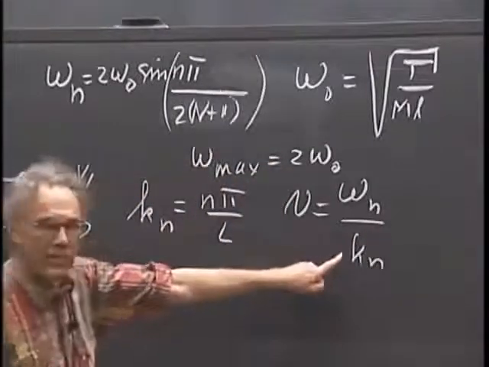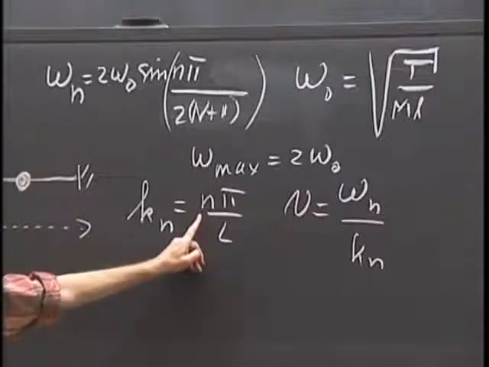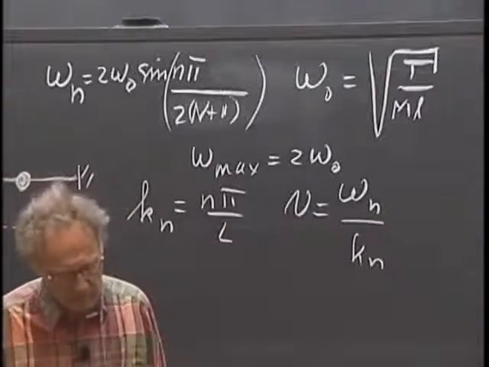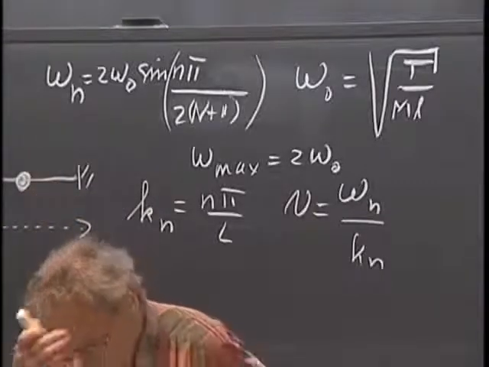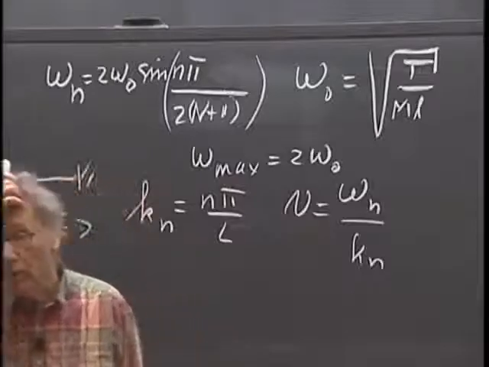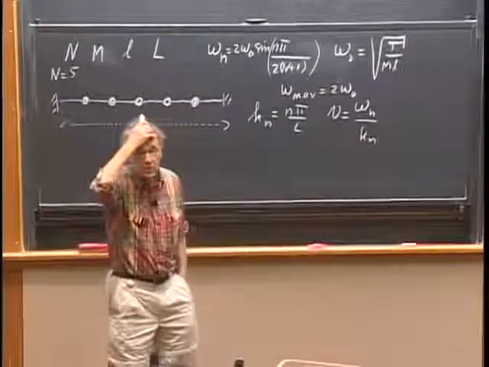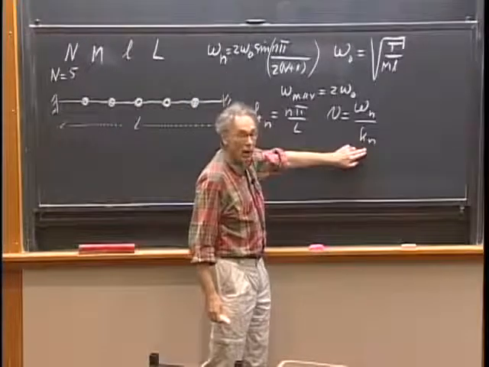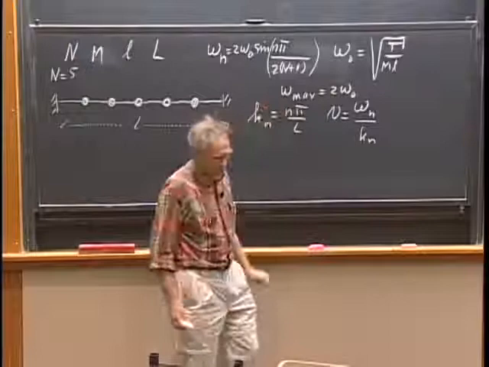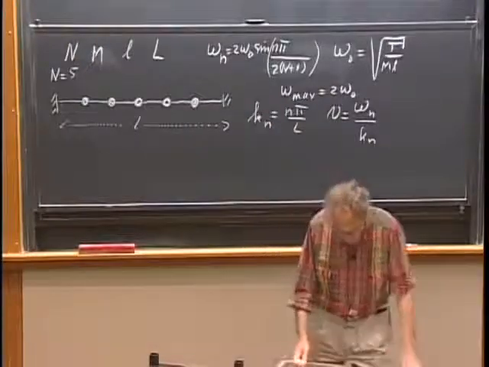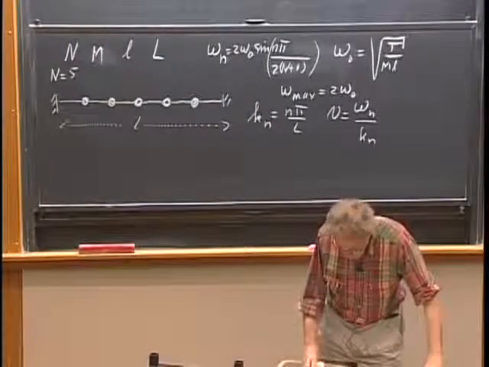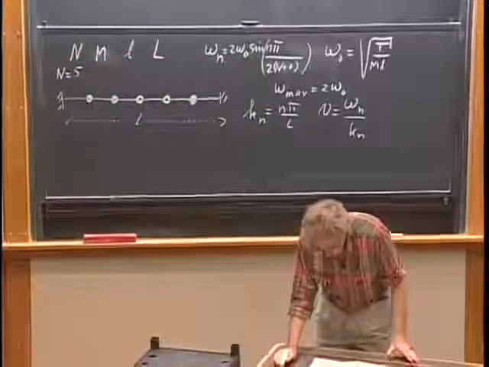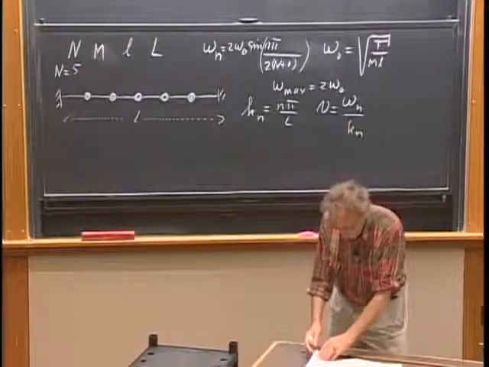And since k of n goes up linearly with little n, but omega n does not go up linearly with little n, it is clear that the speed of propagation is lower for higher frequencies. When you go to higher values of little n, k goes linearly up, but omega n goes slower. And so you see here an example of dispersion, namely that the speed of propagation is lower for higher frequencies than for lower frequencies. And therefore, it also depends on wavelength.